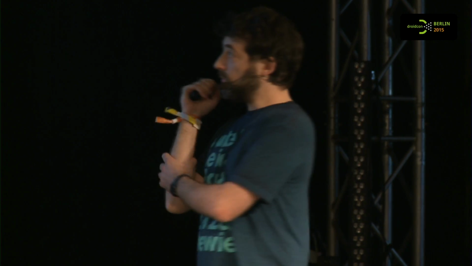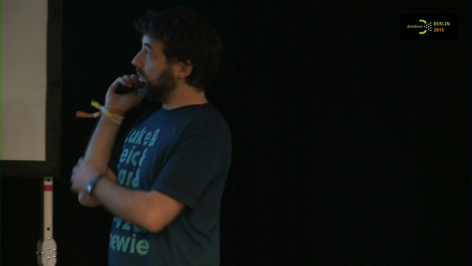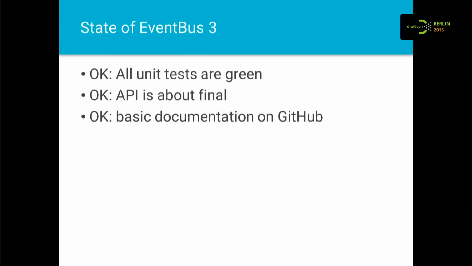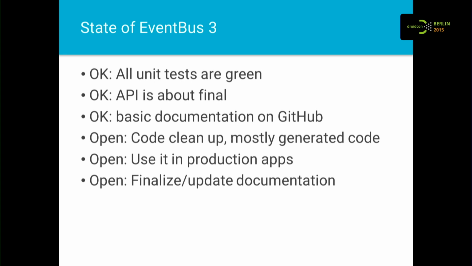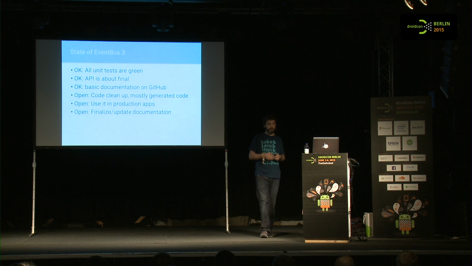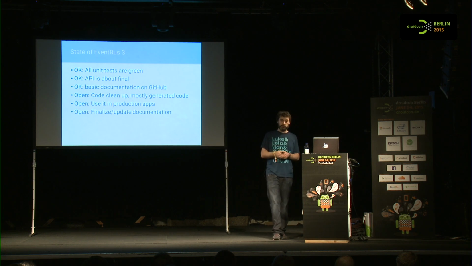So, what's the current state of all this? All unit tests are fine right now. And I think the API should be good like it is now, so I don't expect many changes. There's also an updated documentation on GitHub. Currently, it's still in an annotation branch. It's not on master, but I will merge it into master in the next couple of days. There are still some open issues, some code cleanup, and also using it in real apps.